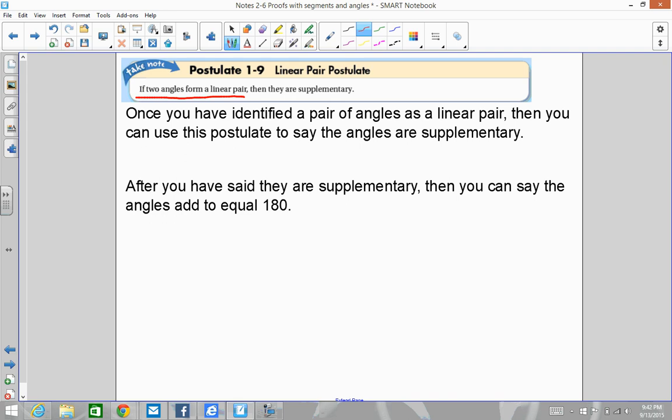So once you've identified something as a linear pair of angles, so I can say these two angles are a linear pair. Reason why? Because the definition tells me they look like this. Then you can use the postulate to say that now that I've said they're a linear pair, then they are supplementary by the linear pair postulate. So you will have this process here. After you've said they're a linear pair, you can then say they're supplementary. And then remember the definition of supplementary: once you say two angles are supplementary, you can say they add to equal 180 degrees.